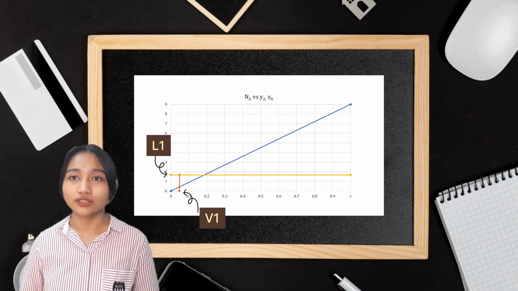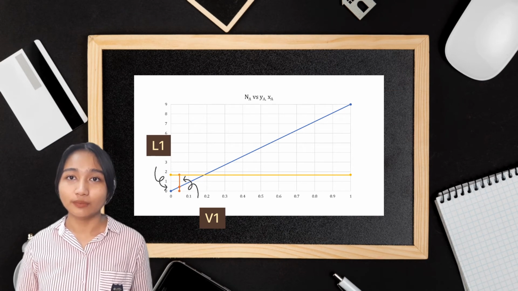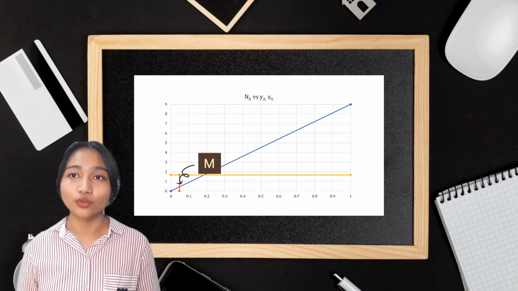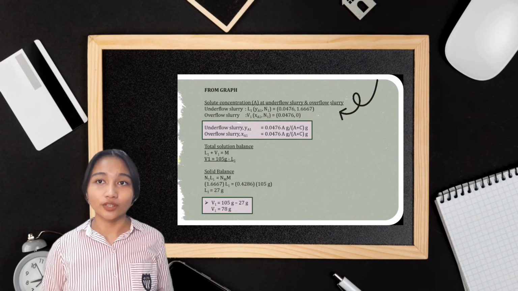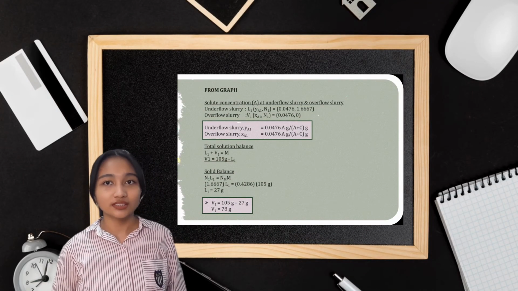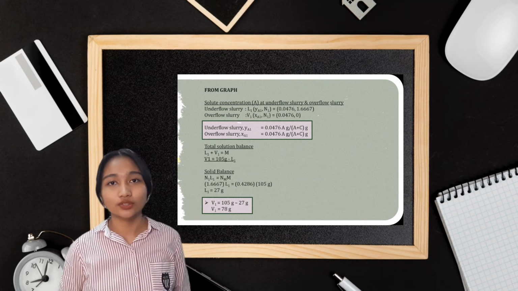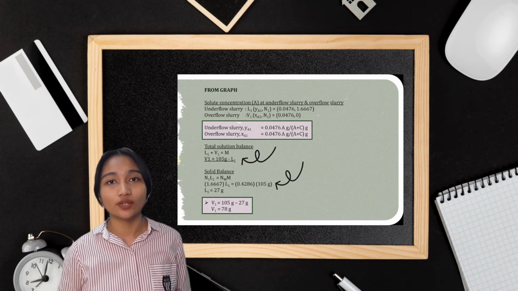The solid concentration at L1 and V1 can be determined by plotting a straight line parallel to the y-axis through the M coordinate. From this graph, the solid concentration of oat milk can be determined. Next, the extraction rate is calculated using the overall balance and also the solid balance.